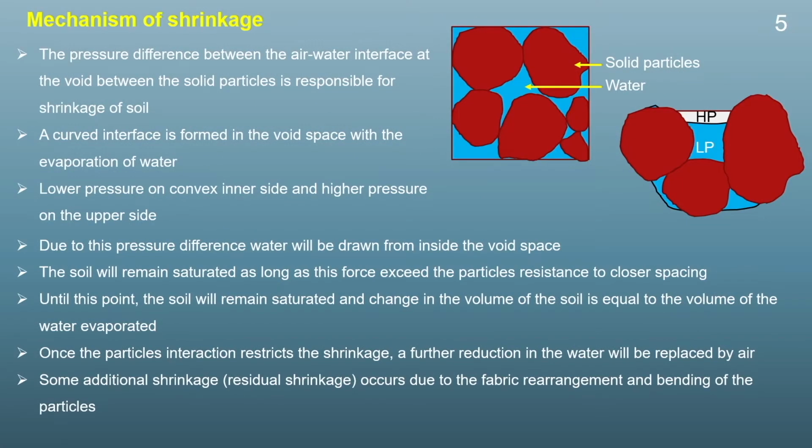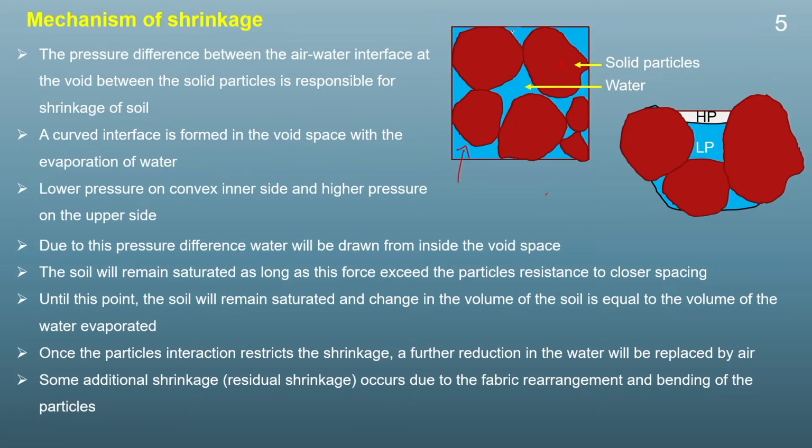Before going into details, we need to learn the mechanism of shrinkage. Here we will be learning how the shrinkage phenomenon takes place in a soil sample. In this diagram, we could see a two phase soil system, that is, a fully saturated soil, and we have the water here and we have the solid particles here. The force causing this shrinkage arises from the pressure difference across the curved air and water interface of the voids at the boundaries of the soil sample.